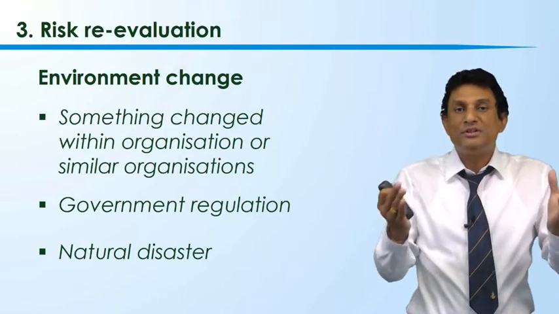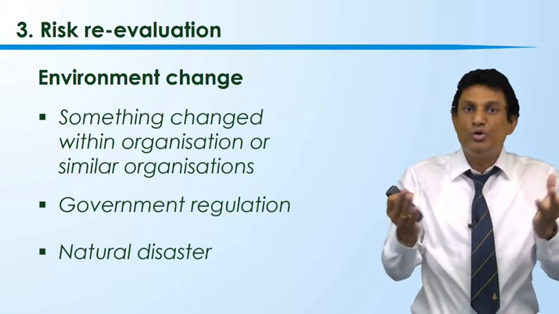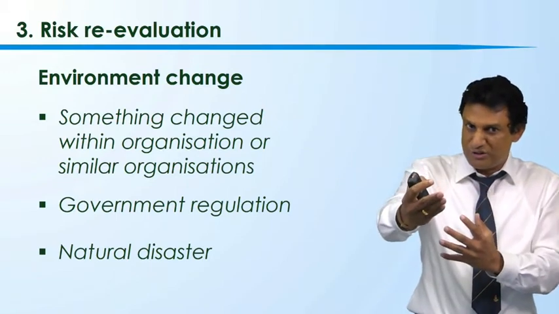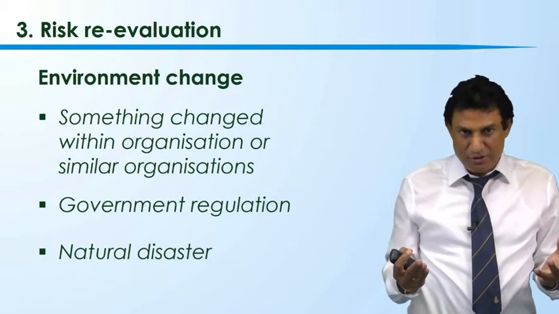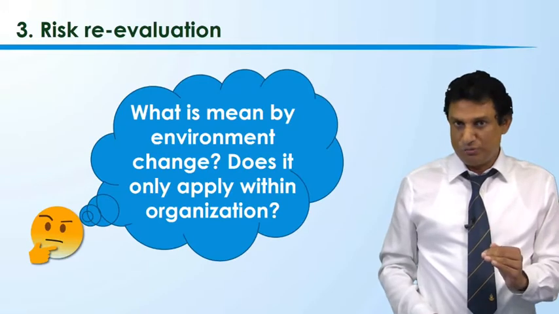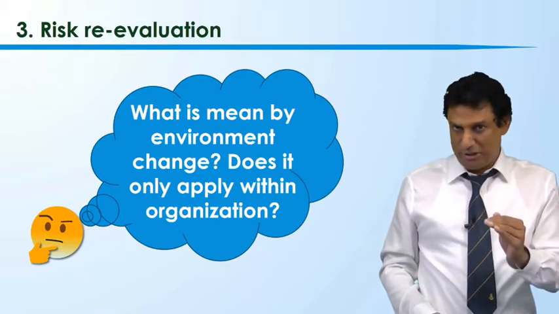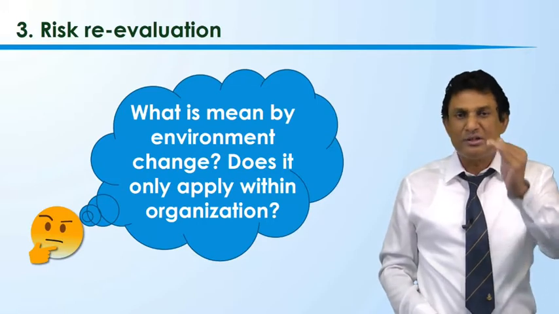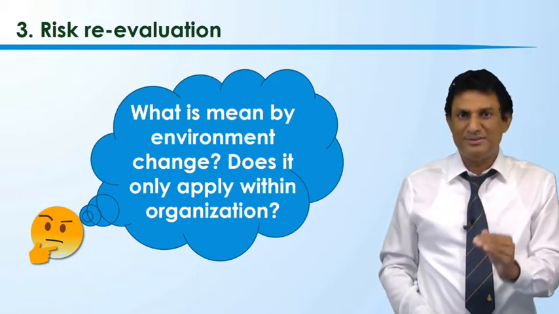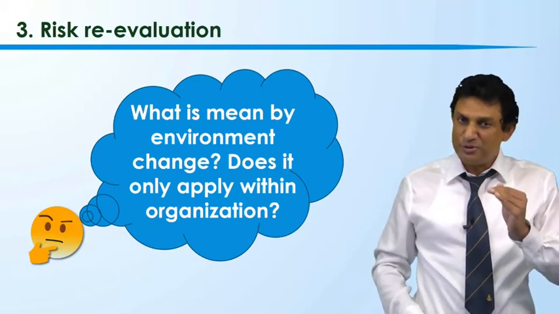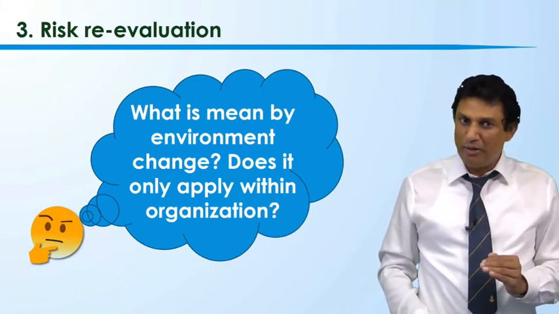Or else there's a new government regulation that comes in, and your organization does not comply with that. That's an environment change to your organization. Or maybe a natural disaster happens. That's going to be an environment change. So I ask a question from you guys. The environment change, is it something that happened to your organization? Is it some change that happened to your organization? Is that the only reason we do risk assessment again or do the risk reevaluation again?